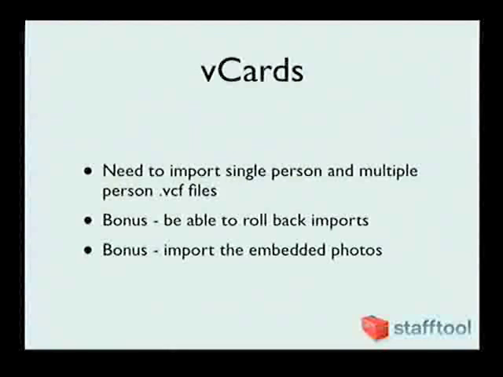And then I also wanted to take the embedded photos in the vCard files and import them into the system, where in the database each person has a photo that is using the Attachment plugin. So I wanted to get the embedded base 64 text string out of the vCard file and turn it into an actual JPEG or something like that, and attach it to the records.